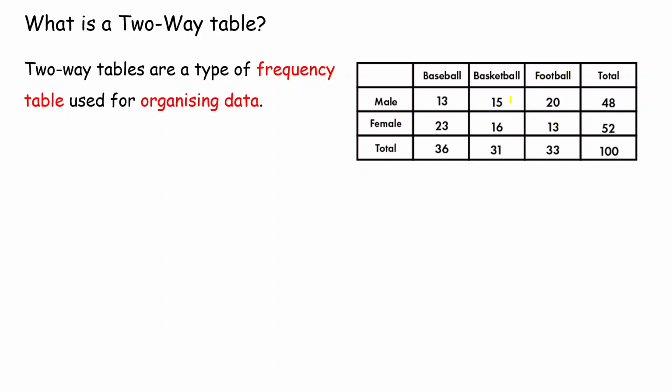Or you could be asked in total how many males are there? How many males are there in total? That would be 48. You're looking at this one here. Or you could say how many basketball players are there in total? That is this one here. Or they could ask you how many people are there in total? It would be 100. Okay, so it's just recognizing how you read a two-way table.